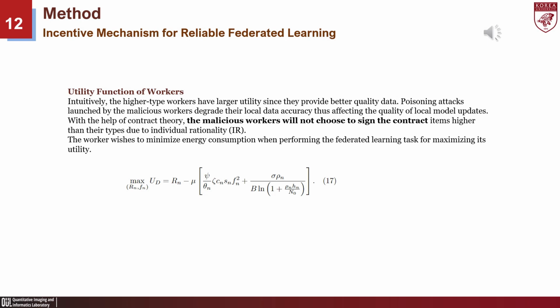Utility function of workers. Intuitively, the higher type workers have a larger utility since they provide better quality data. Poisoning attacks launched by malicious workers degrade their local data accuracy, thus affecting the quality of local model updates. With the help of contract theory, the malicious workers will not choose to sign contract items higher than their type due to individual rationality, IR. The worker wishes to minimize the energy consumption when performing the federated learning task to maximize its utility, as defined in function 17.